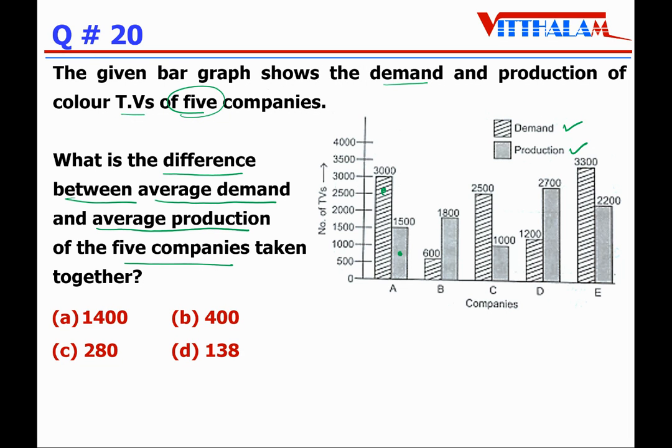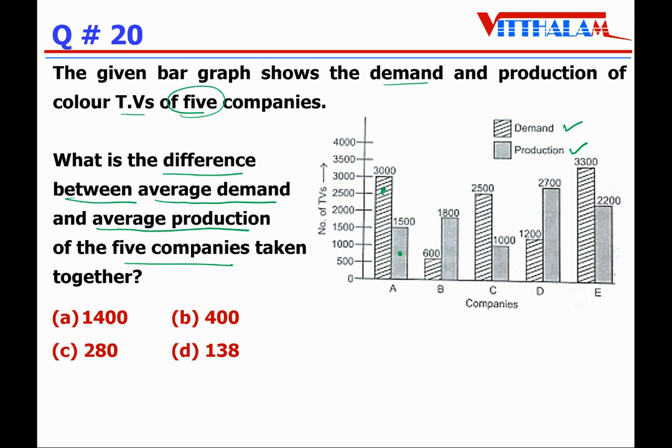Correct. So that means we have to take the total demand and total production of the 5 companies. Then we have to find the average, dividing by 5. At the same time, we find the average production. We will total up and find the average, and then take the difference. That's the one way an average student will do.